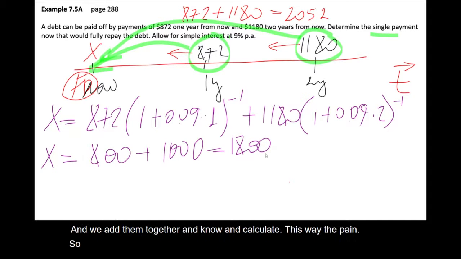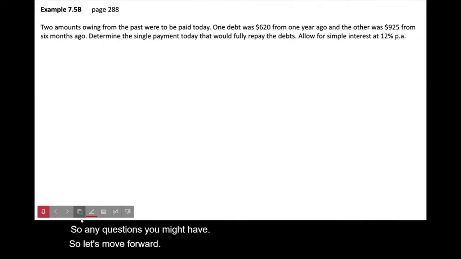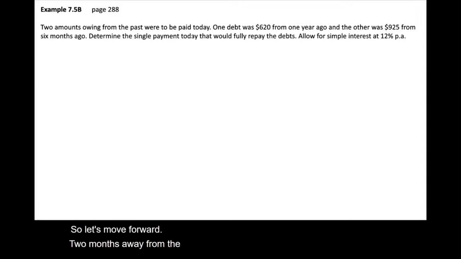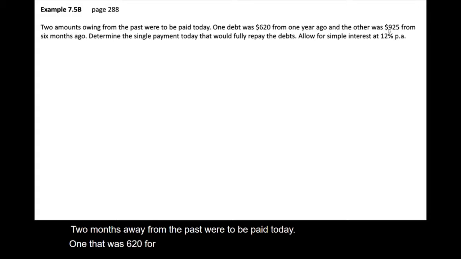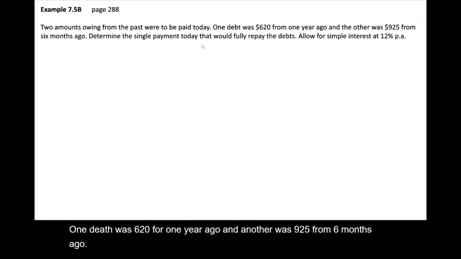So any questions you might have? So let's move forward. Two amounts owing from the past were to be paid today. One debt was 620 from 1 year ago and another was 925 from 6 months ago. Determine the single payment today.